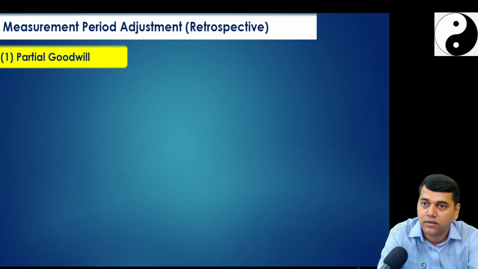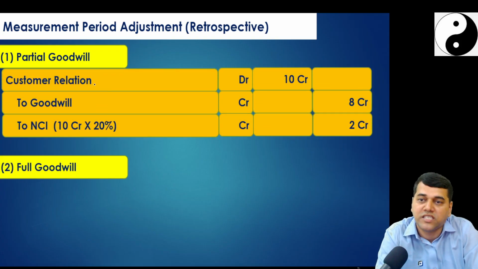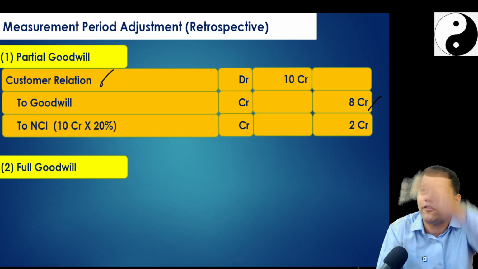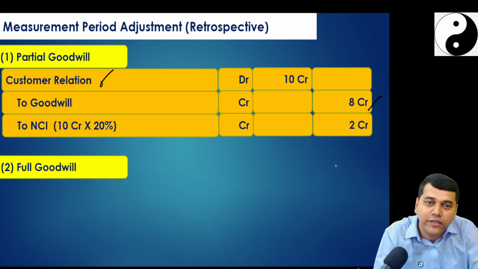Now you come to know on 1st of whatever, March or later, you have to pass one accounting entry. What entry would you have passed? Retrospectively. Brand account debit. Okay, so you would have passed the entry. Customer relationship account debit 10, to goodwill 8. Since you have followed the partial goodwill method, if you knew on that day, NCI would have been valued less. No, so you will reduce NCI also.